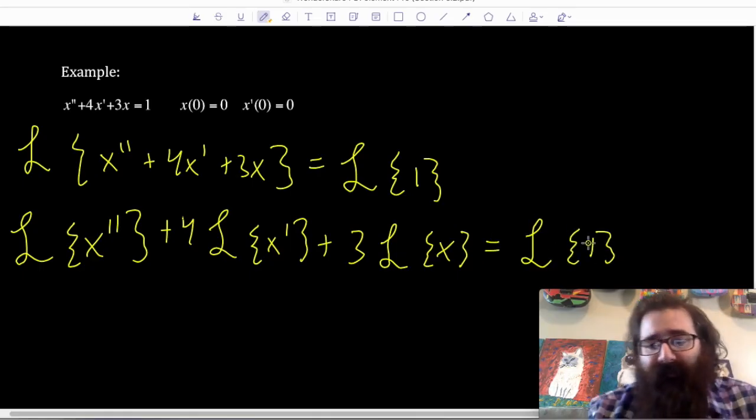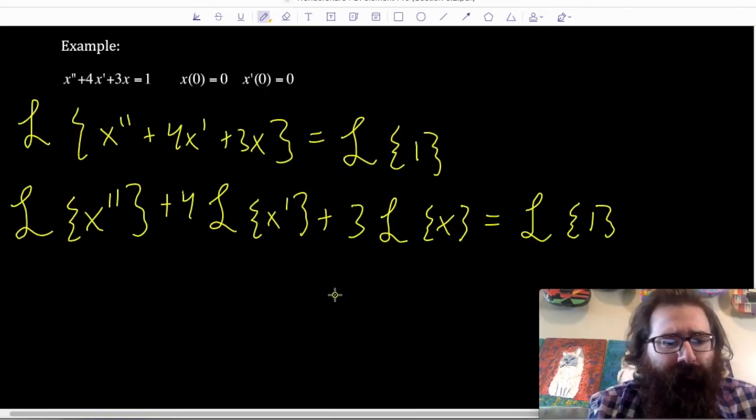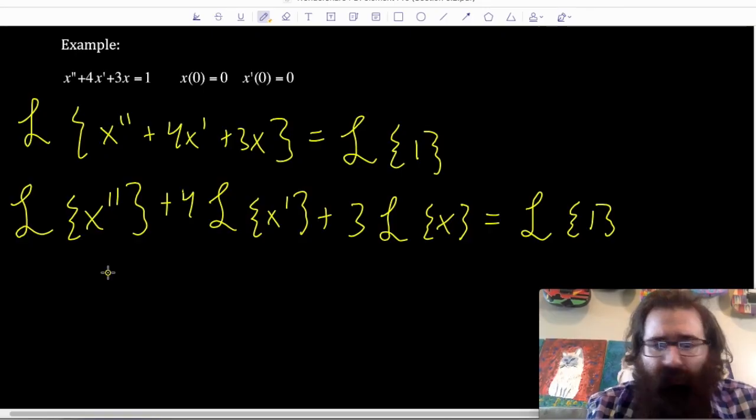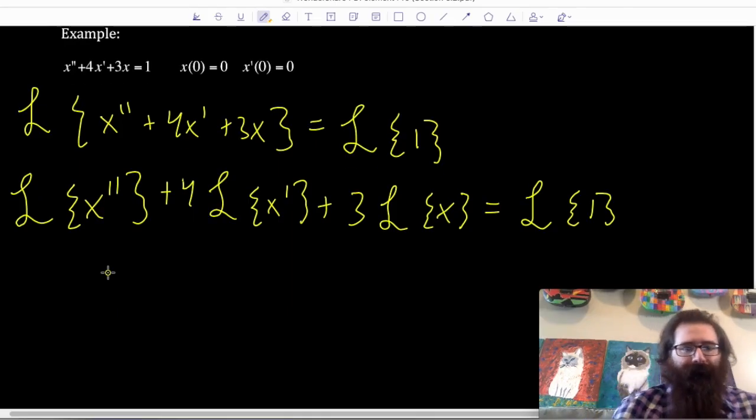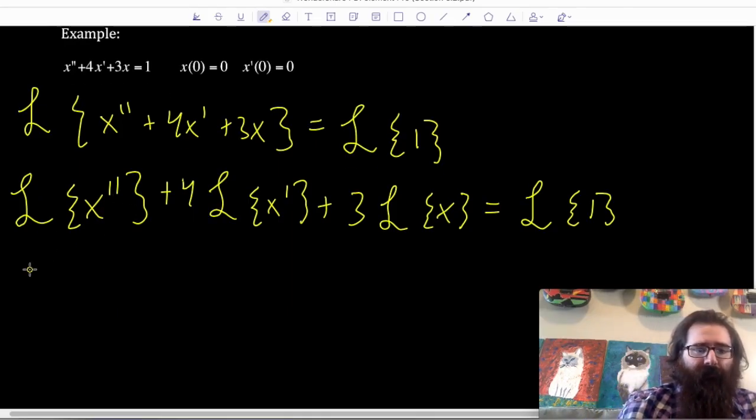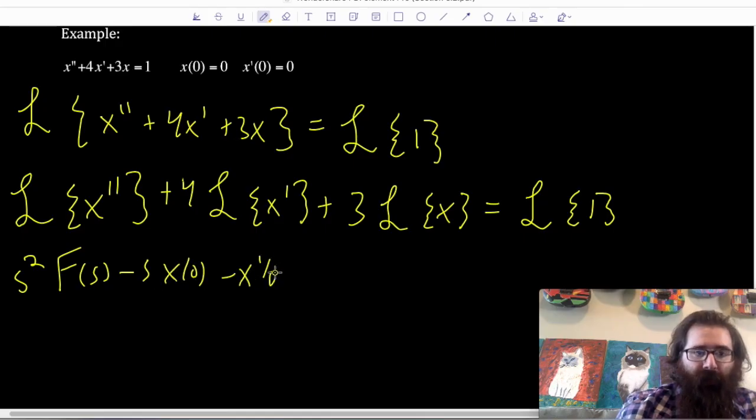And feel free to pause the video and try to do this one on your own. I think that's the best way to go through these lectures, is to be working sort of maybe ahead once you feel comfortable and to try it out and then resume the video. But let's keep going here. Using those identities, we would say, well, this is s squared times big F at s, and then minus s times x at 0 minus x prime at 0.